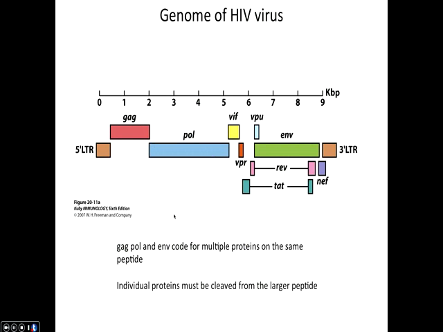What does it look like genomically? So genomically, you can look at the virus and it is sometimes broken down into these big segments: gag, pol, and envelope. And these 3 regions are polyproteins. So these are transcripts that are made, and those transcripts encode for multiple proteins on the same peptide. So you have a protease that will come and cleave these things at precise sites and make the individual components of these. So the individual proteins must be cleaved from the larger peptide. That's why the protease is such a target for therapies.